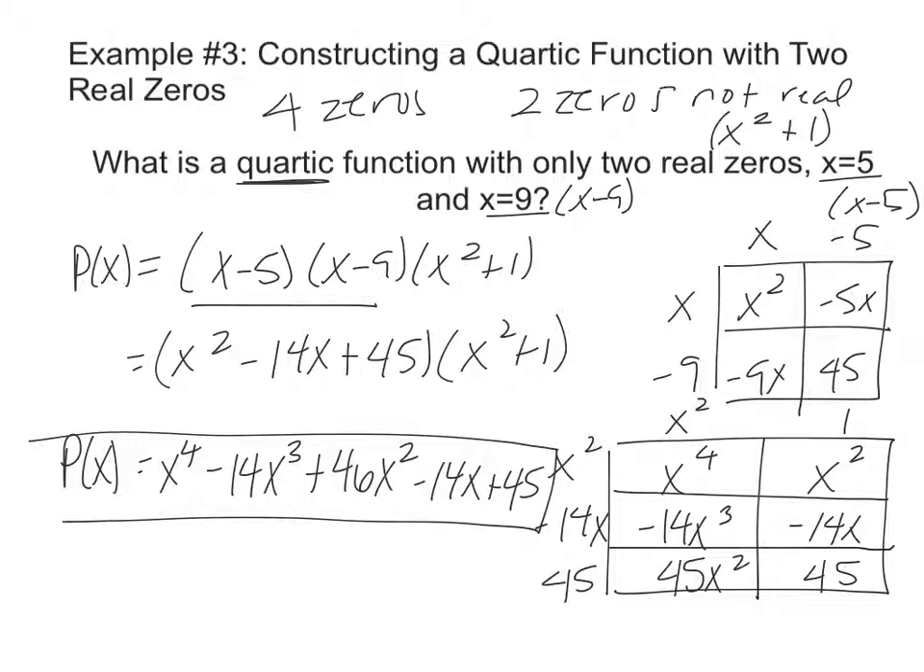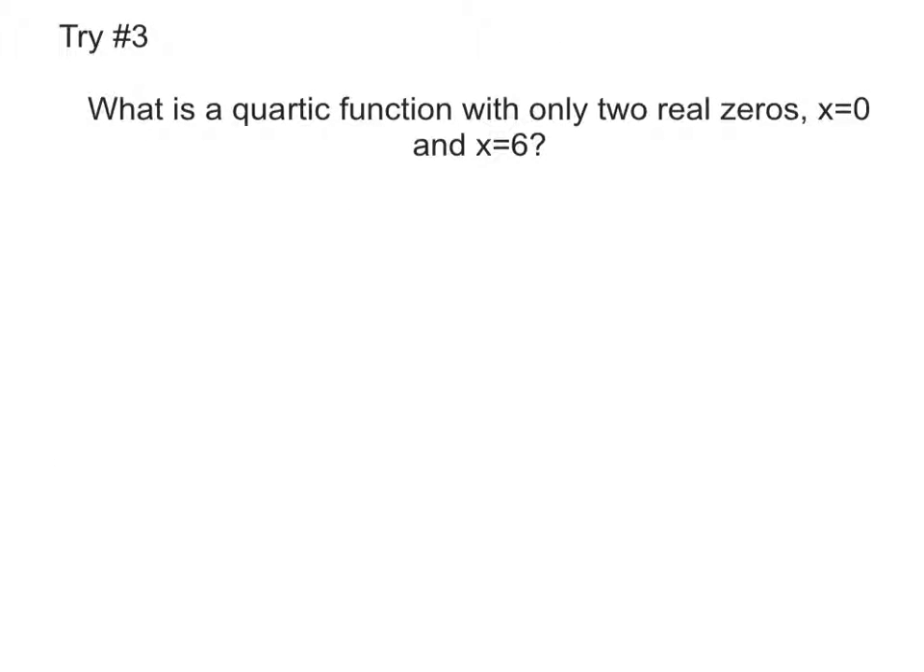Okay, but again, it all started with trying to figure out if we had 2 real zeros, what were the other non-real zeros, and we'll just use the equation x squared plus 1 for all of our work. All right, so let's do this try 3 and we're done.